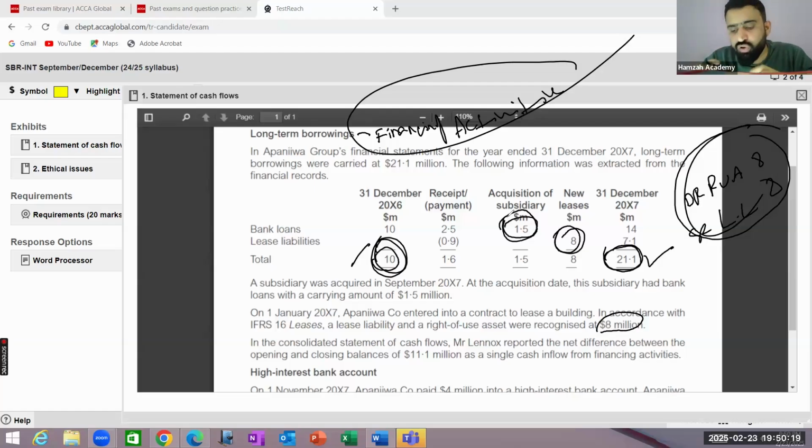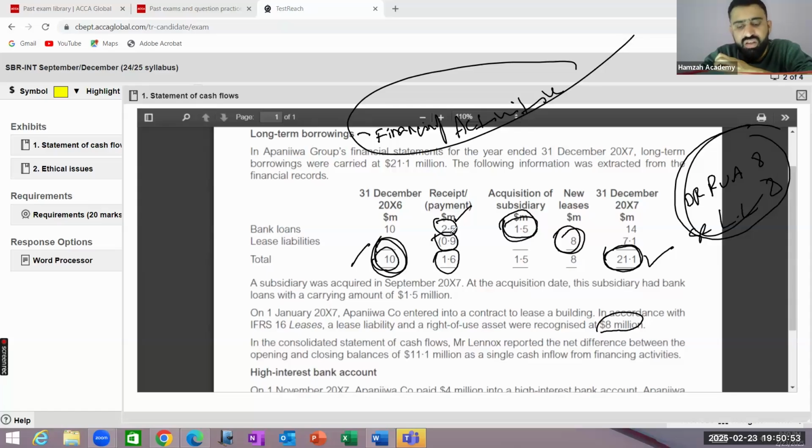Now, there should only be presented 2.5 million as a cash inflow in terms of the bank loan and 0.9 million as payment of the lease installment. So only 1.6 million is the net inflow which should be presented in the consolidated cash flow statement in financing activities relating to long-term borrowings.